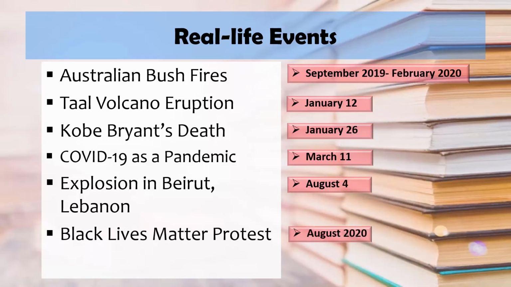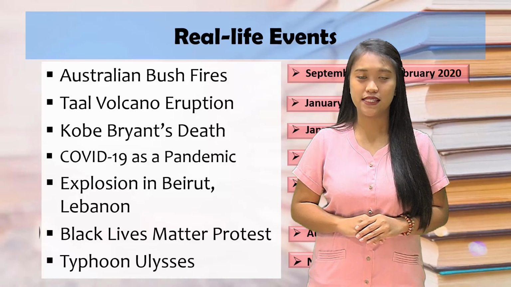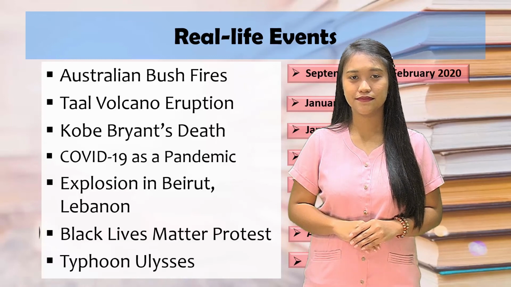Next is the Black Lives Matter protest. The Black Lives Matter protest happened in August 2020 and is still happening up to this moment. Next one is Typhoon Ulysses, which happened last November 11 to 12, and it was very alarming in Cagayan and Isabela. So why do we need to sequence events?